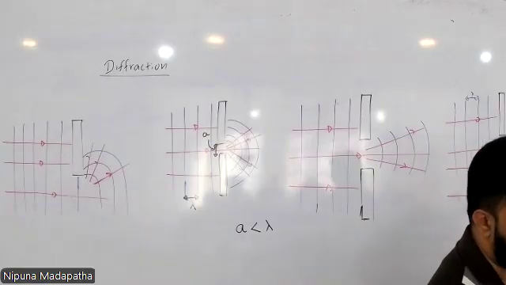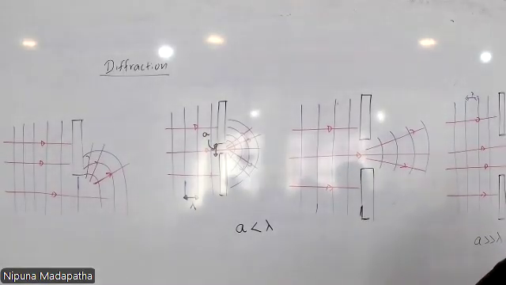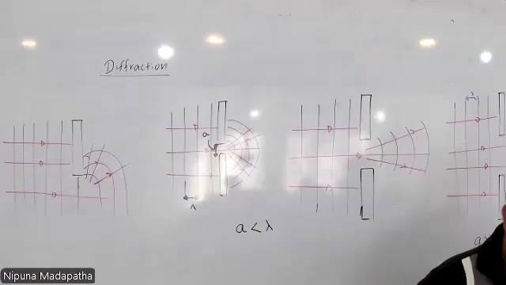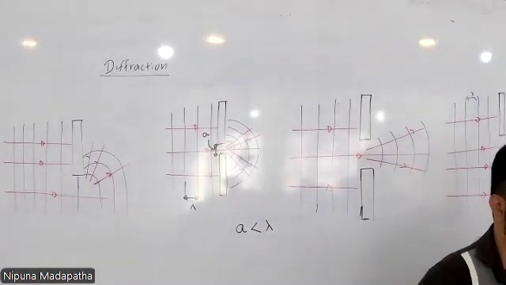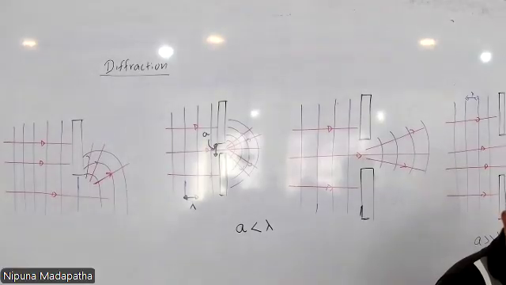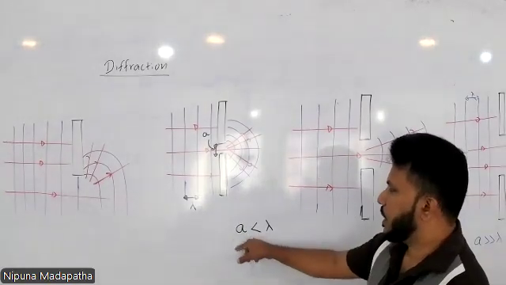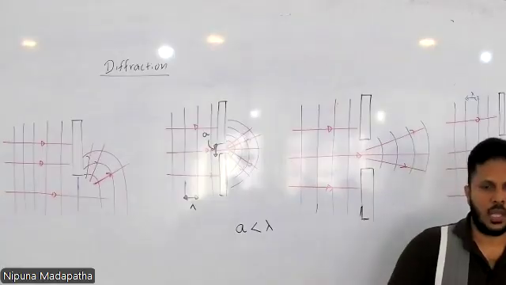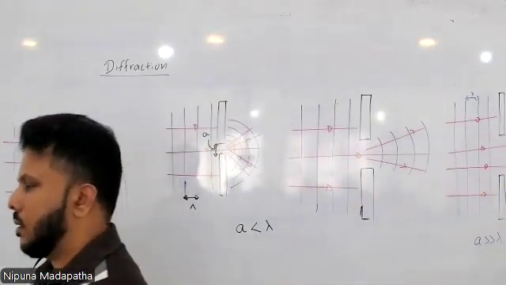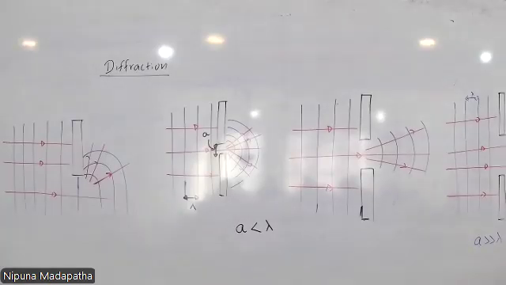The diffraction is decided by the size of the aperture or obstacle, within bracket simple a, and the wavelength lambda of the wave.